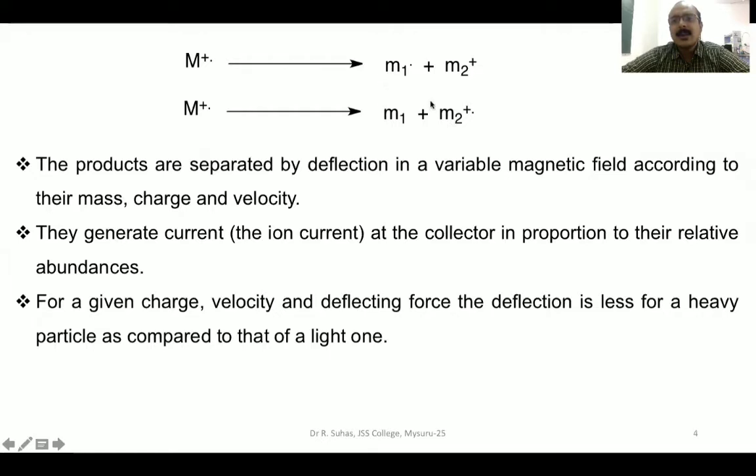These different daughter ions are separated by deflection in the presence of a variable magnetic field according to their mass, charge and velocity. As far as mass spectrometry is concerned, you mainly need to concentrate on the mass and charge of the ion formed. When they are deflected, they generate a current called ionic current at the collector, in proportion to the relative abundances, which I will explain shortly. For a given charge, velocity and deflecting force, the deflection will always be less for a heavy particle and more for a light one.